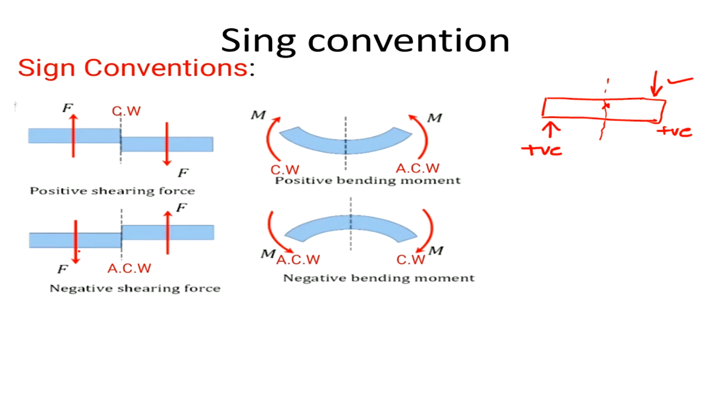Again, we consider one beam over here, then one section is there. If to the right side, the force is acting in upward direction, then that force will be acting in anti-clockwise direction with respect to this section. Then that type of force will be considered as a negative shear force. Again, with respect to this section, to the left side, the force is acting towards downward direction. Then with respect to this section, this force will be acting in anti-clockwise direction. So this force is also considered as a negative shear force.